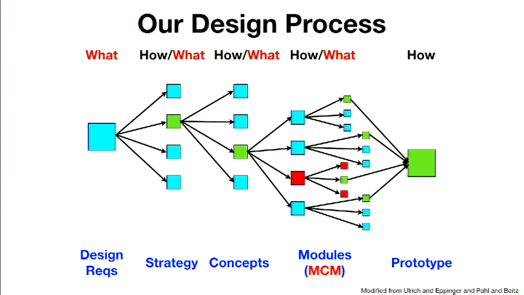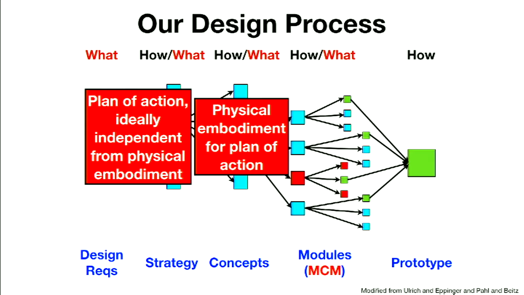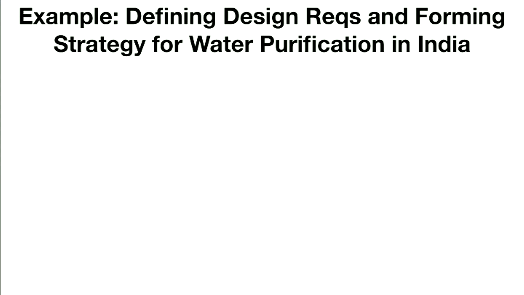And we're going back to this design process, and what we're going to talk about in these next steps is, in the design requirements and strategy, a plan of action, ideally independent of physical embodiments. And in the concepts, that is the part where we start getting into physical embodiments of that plan of action. So anyway, about 6 years ago, my group started working on water purification in India. And we had to figure out a strategy for what we were going to do.